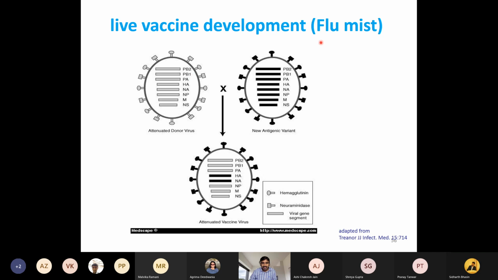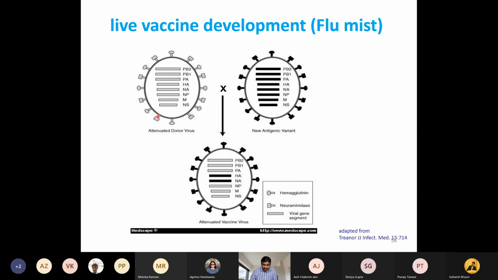Now, what about the live attenuated vaccine, which is the flu mist? You just inhale and you get vaccinated. How is the attenuation done? Remember, the attenuation for the polio virus is done in kidney cells, forcing the virus to grow in kidney cells. That's the way it's done. But here, how is it done? They have a cold-adapted strain of influenza virus that can grow only at 33 degrees centigrade. It cannot grow at 37 degrees centigrade.